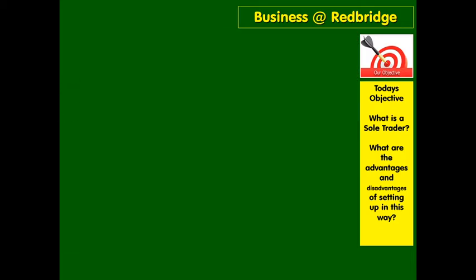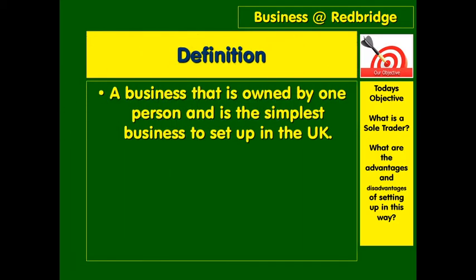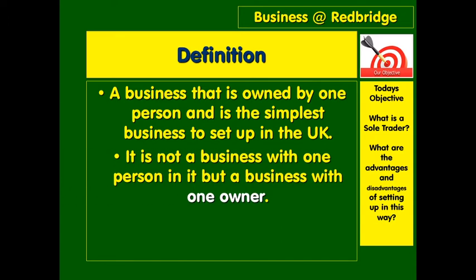So a good definition of a sole trader is a business that is owned by one person. The word sole means one. So there is one owner. If you, for example, were to set up a business as a sole trader, you would be on your own. Now that's not actually to say that you couldn't employ someone. So it's a really important definition to know: it's not a business with one person in it, but with one owner.